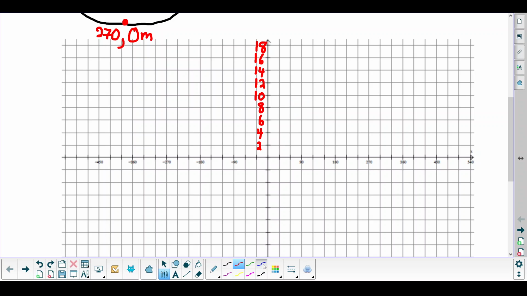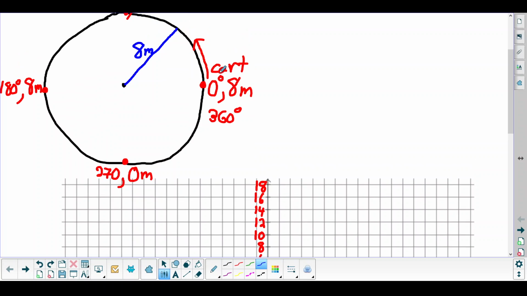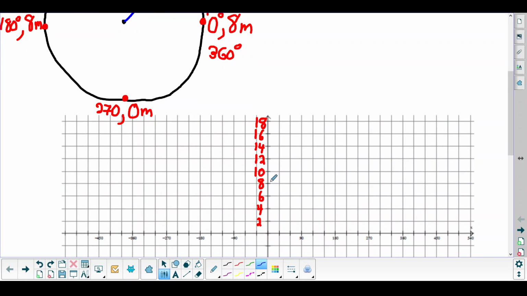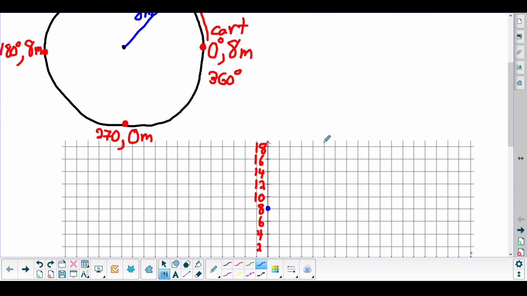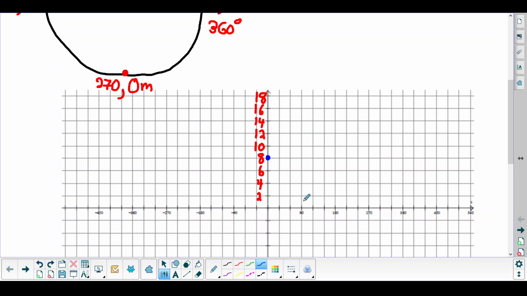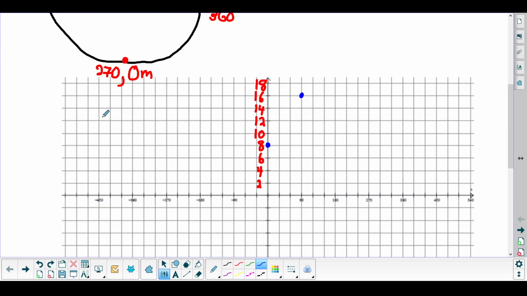All right, so let's draw the height of our cart. So we can just use these numbers we found. So at 0 degrees, we should be at 8 meters height. Let's put a dot there. After 90 degrees, we'd be at 16. So 90, 16. After 180, we'd be at 8 meters.